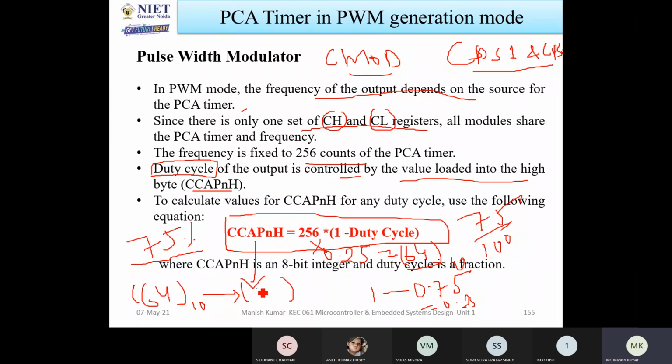1664. So you can put directly 40 base 16. It means that the CCAPN value is 4040. So in this way, you are going to conclude how you can define duty cycle. Sometimes the opposite will be there. Duty cycle is not given, it will give the CCAPNH value. Then you have to find out how much duty cycle will come for a particular CCAPNH value.